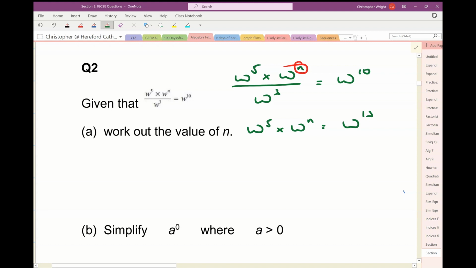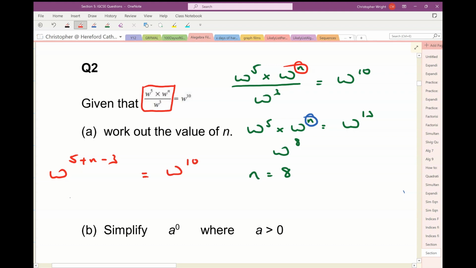And now I simply need to have a look at the left and have a think about what this n has to be. So that w to the power of 5 multiplied by w to the power of n gives me w to the power of 13. And the answer is it must be w to the power of 8. So n equals 8. A second way of doing this question is to simply say to yourself, well, on the left-hand side, I'm going to have w to the power of 5 plus n minus 3. And that equals w to the power of 10. So I've got an equation 2 plus n equals 10, and hence n equals 8.